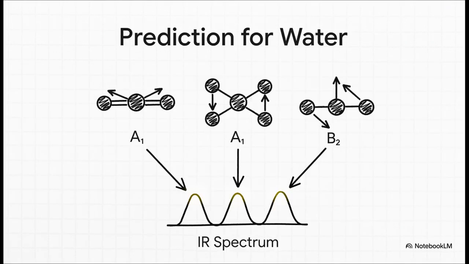And here it is, the punchline. Using nothing but the shape of the water molecule, group theory makes this incredibly specific, testable prediction. It says that water should have exactly 3 vibrations that are IR active. 3 dance moves that will show up on our spectrum. Not 2, not 4, exactly 3.